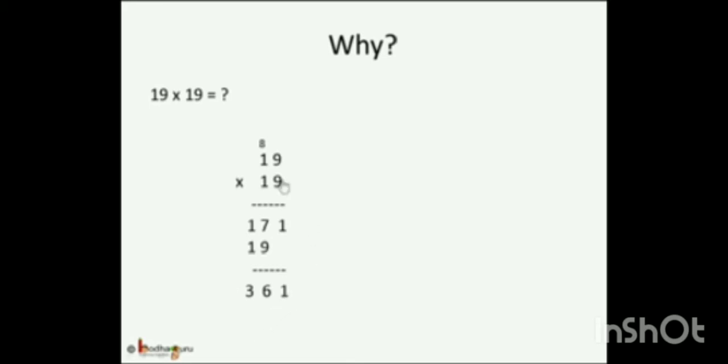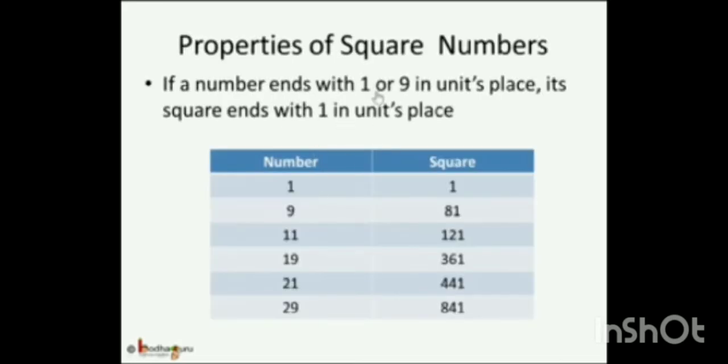So if any number is ending with 9, then 9 into 9 is always 81. It can be a very big number also. 2359 into 2359. Always 9 into 9 will be 81. And in the next step, there will be zeros here. So when you add them, it will always be 1. Exactly the same thing holds true for 1. So suppose the number was 21 into 21. 1 into 1 will be 1. And that is the reason any number which is ending with 1 or 9 in its ones place will always have 1 in its square's ones place.